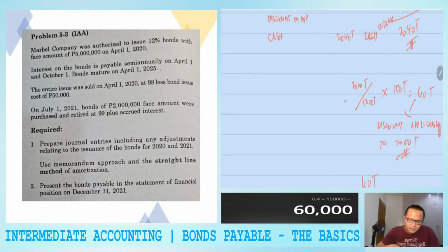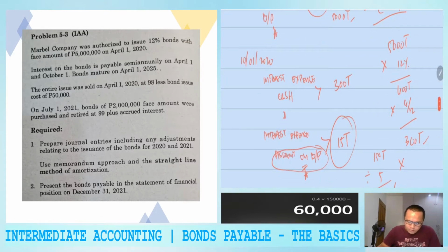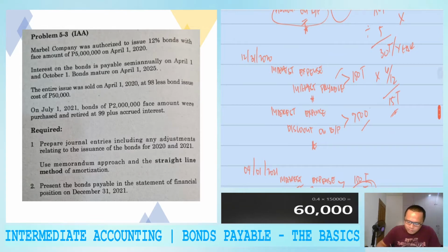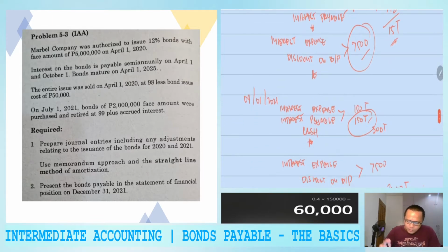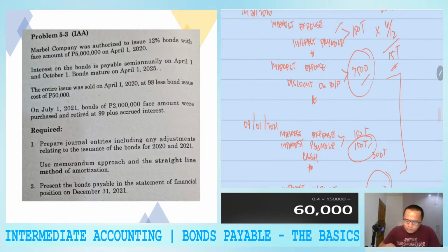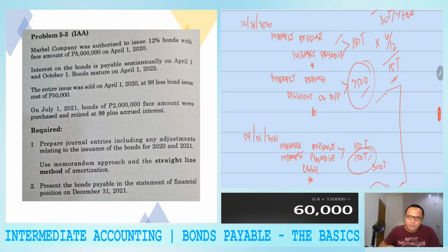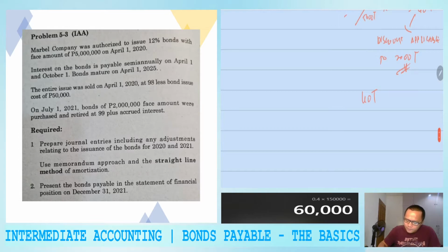Diba? Like, on October 1, 2020, may 15,000 na na-amortize. On December 31, 2020, may 7,500. On April 1, 2021, meron na again 7,500. For a total amortization of 30,000. Diba? 15 plus 7,500 plus 7,500. So that is 30,000. Diba? Again, this 30,000 amortized discount applicable to your 5 million.